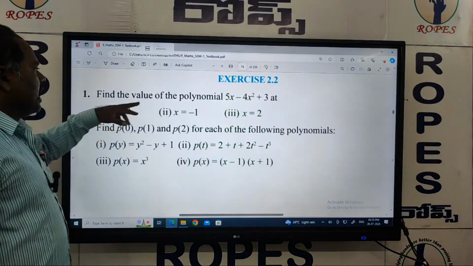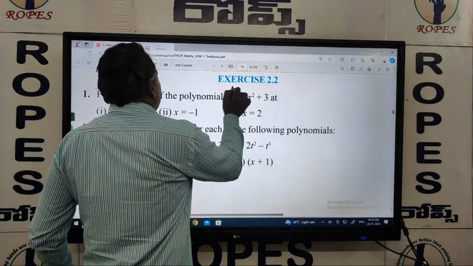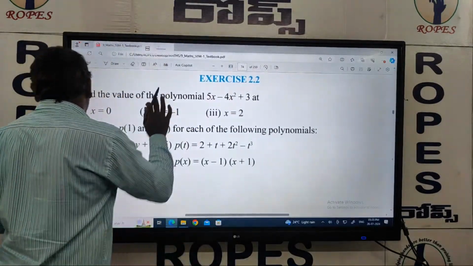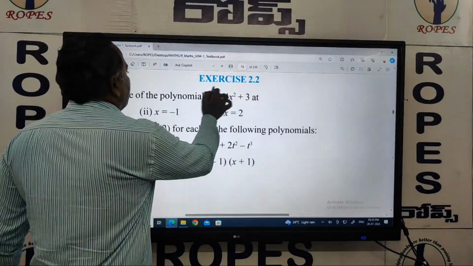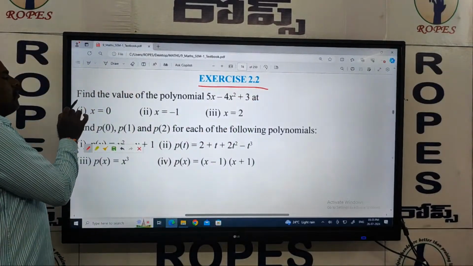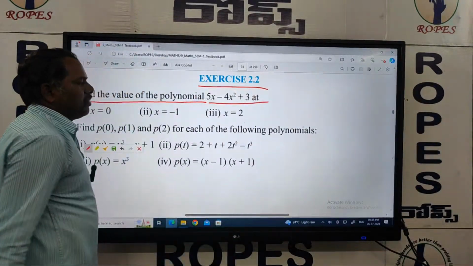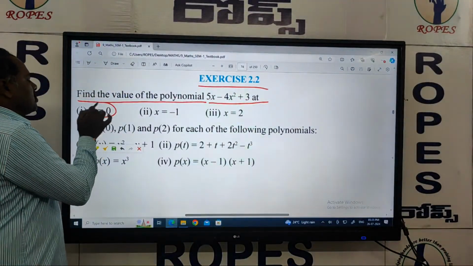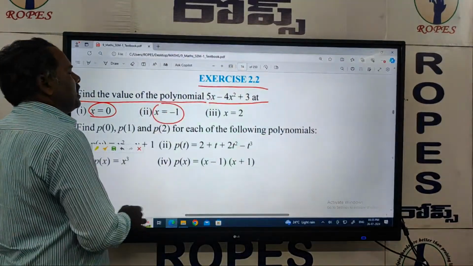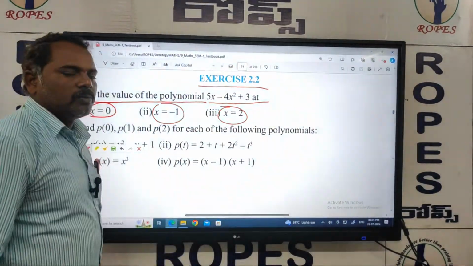Here see, in exercise 2.2, in the first question, find the value of the polynomial 5x minus 4x square plus 3 at x is equal to 0, x is equal to minus 1 and x is equal to 2.